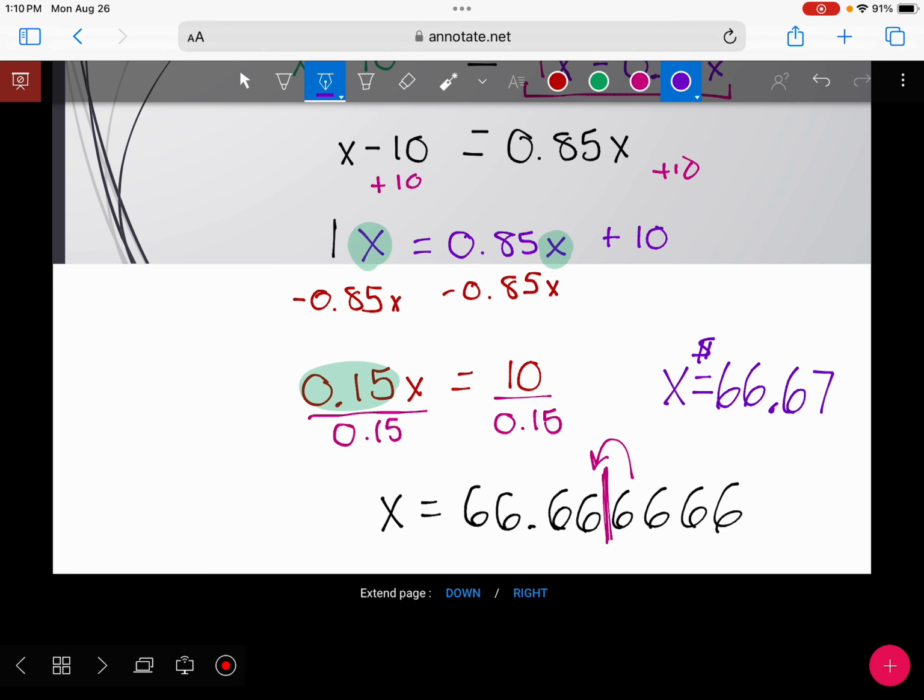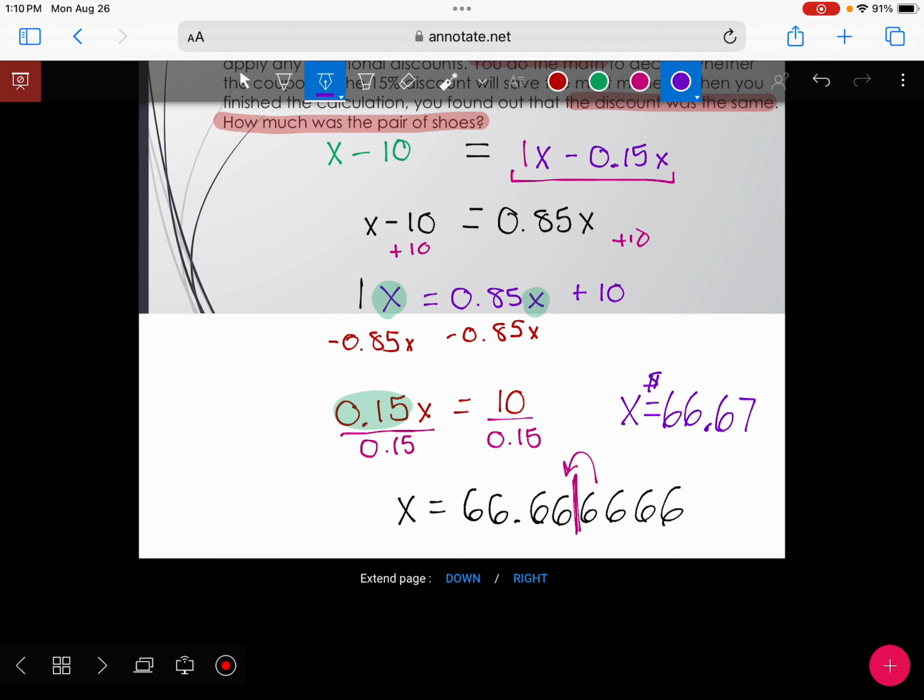Okay. So these shoes originally cost $66.67. This is our final answer right there. Questions on what we did there, or how we did there, or why we did there?